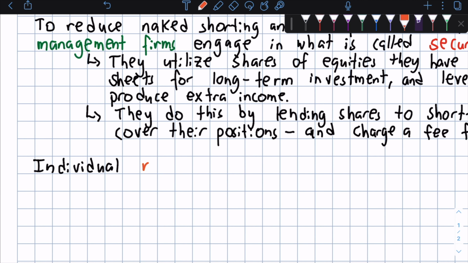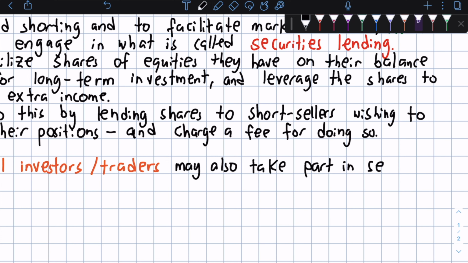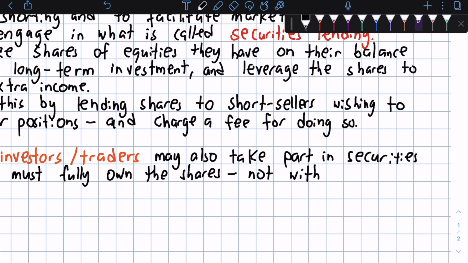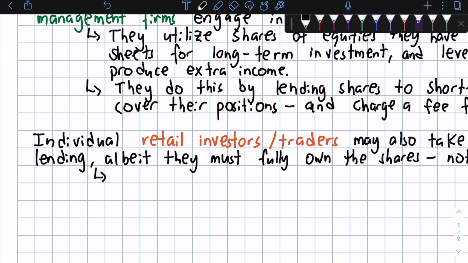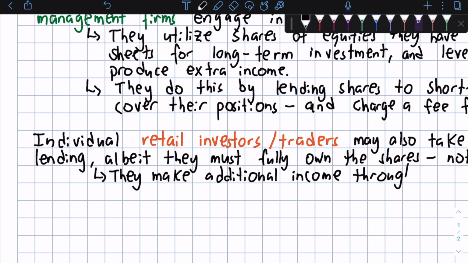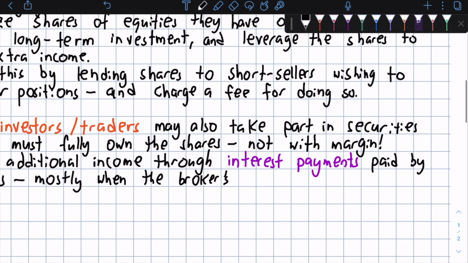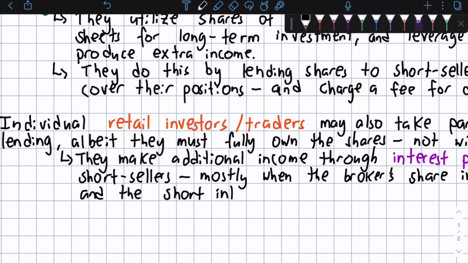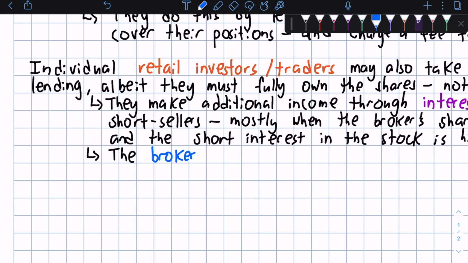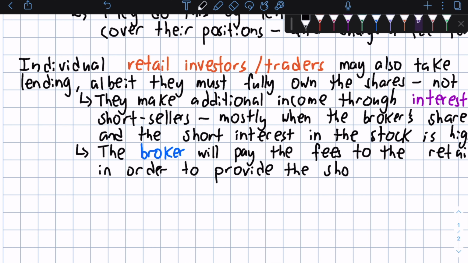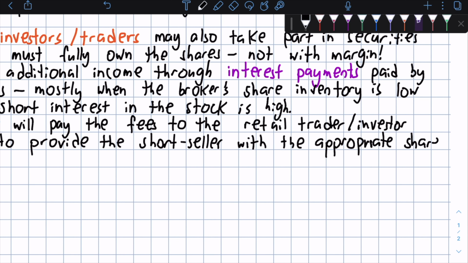Now interestingly, individual retail investors and traders can also take part in securities lending, and this is very enticing for people holding shares. They do need to fully own the shares and not with margin, however. This allows them to create an additional amount of income through interest payments paid by the short sellers, mostly when the broker's share inventory is low and the short interest on the stock is high. And of course this means that we may not want to hold these shares because there's a lot of short interest. The broker will actually pay the fees to the retail trader or investor in order to provide the short seller with the appropriate amount of shares.